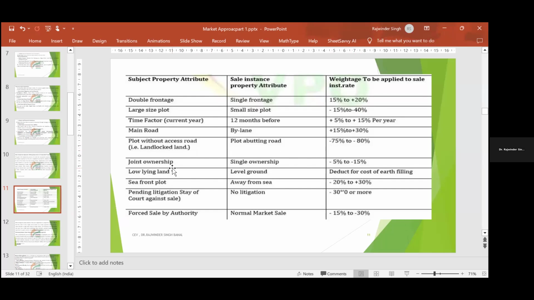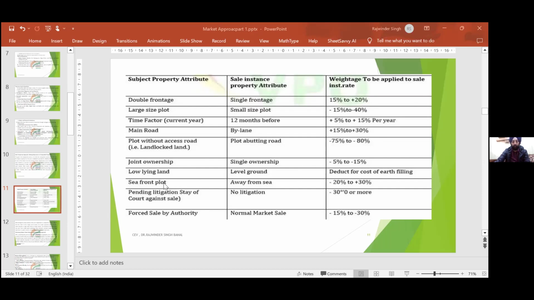Then joint ownership. The property of which we are doing valuation is a joint property between two or three brothers, and the property that was sold was single ownership. So we decrease the per unit rate by 5 to 15%. This weightage is on the per unit rate, not on the overall value of the property.